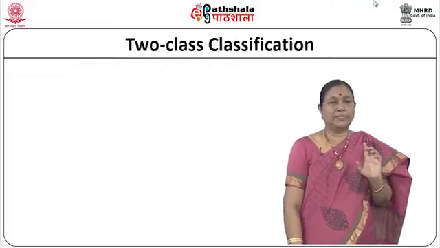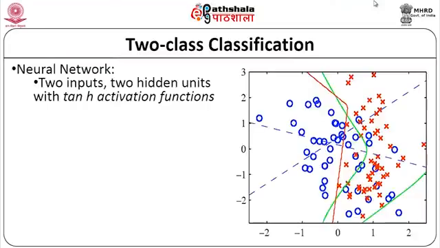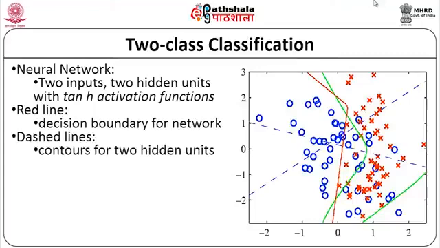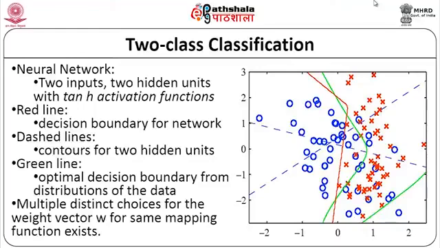Now, let us take a case of 2-class classification. Here you have a neural network with 2 inputs, 2 hidden units and tanh activation functions. The red line here is the decision boundary for the network. The dashed blue lines are the contours for the 2 hidden units, and the green line is the optimal decision boundary for the distributions of the data. So, multiple decision choices for the vector W for the same mapping function exist.